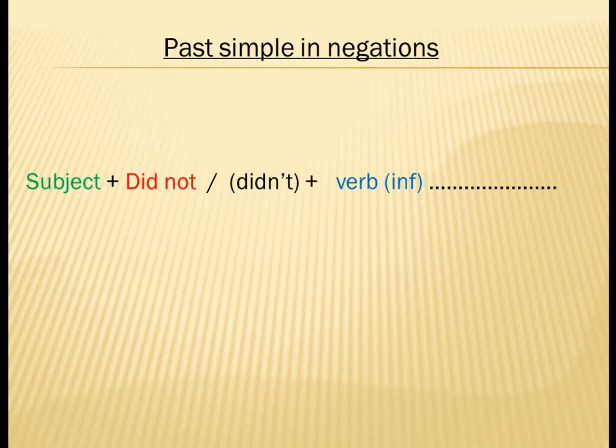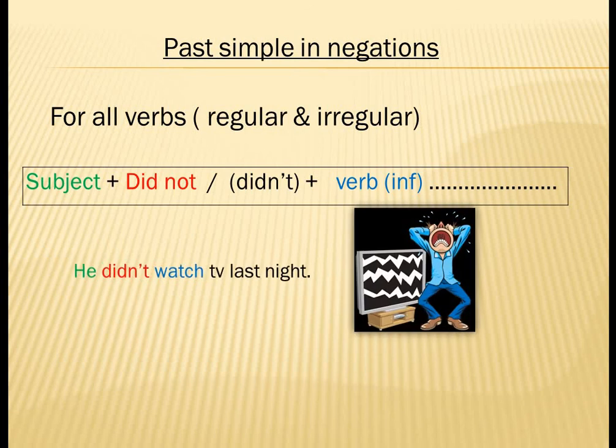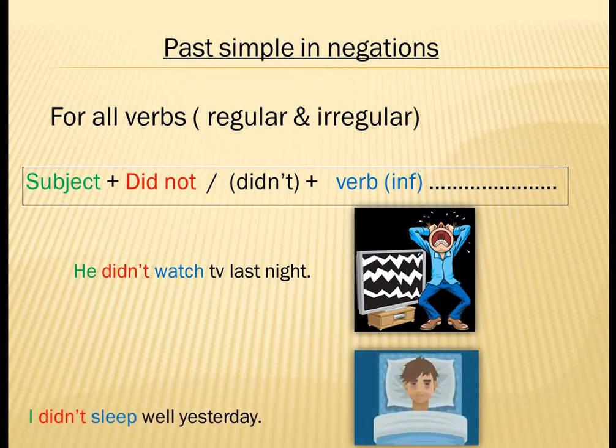Now let's have a look at the past simple negation, or negative form. For all verbs again, regular and irregular, we always have only one rule, which is subject plus did not or didn't plus the verb in the infinitive. The first example is: he didn't watch TV last night. And the second example: I didn't sleep well yesterday.